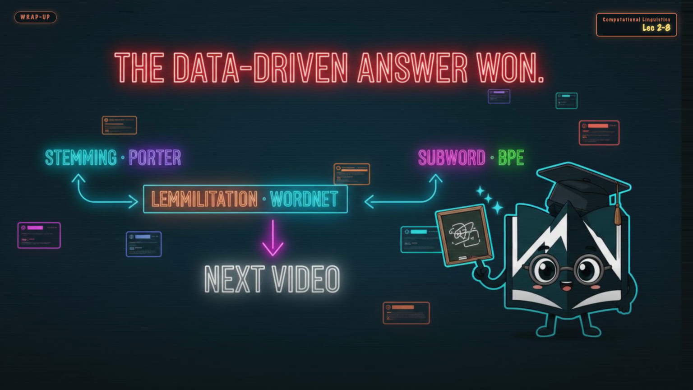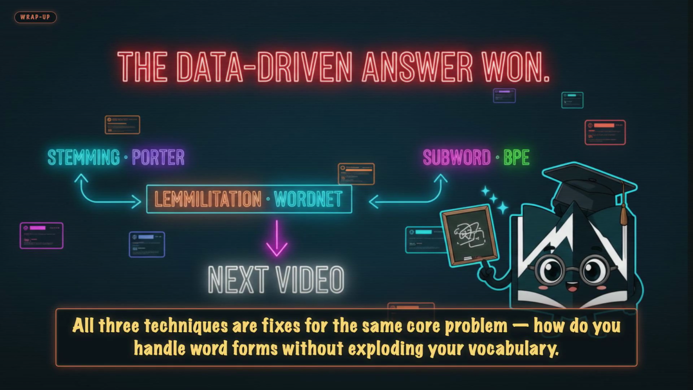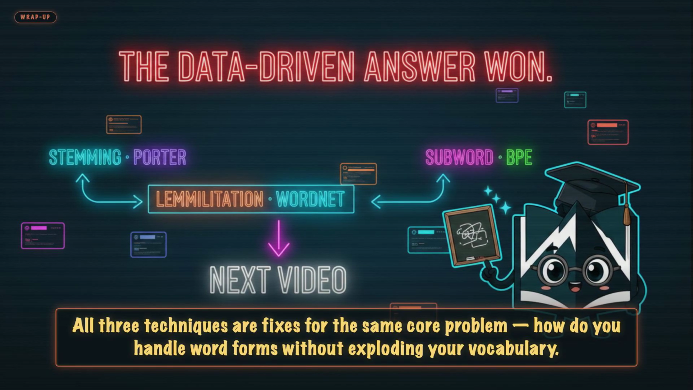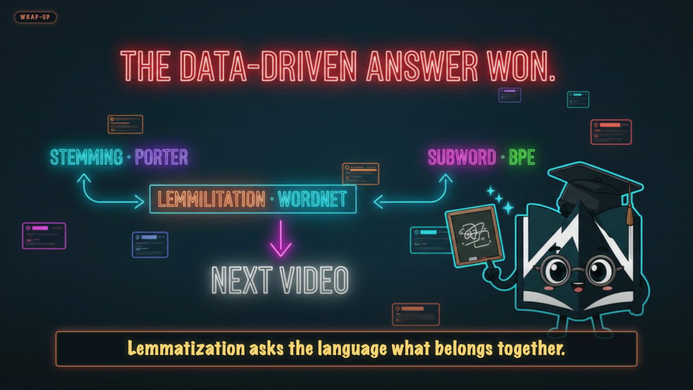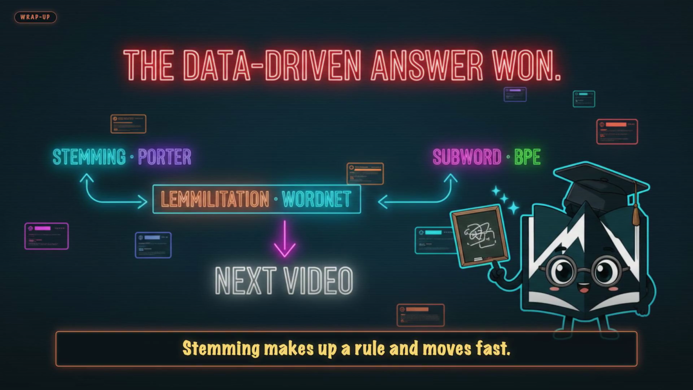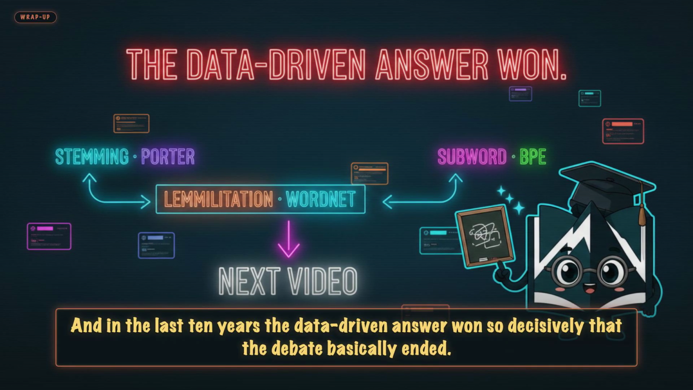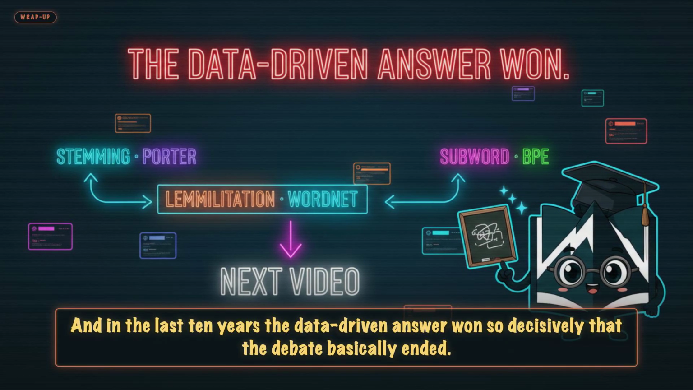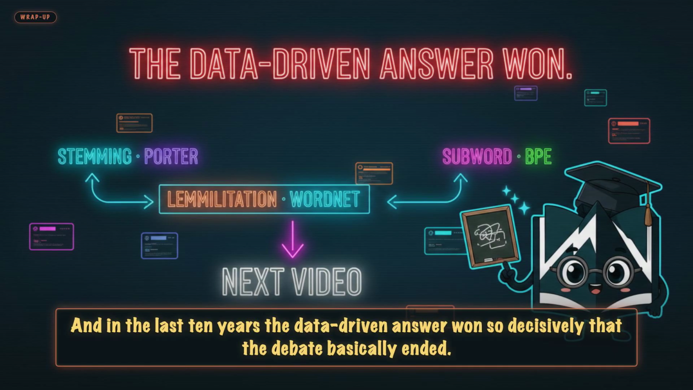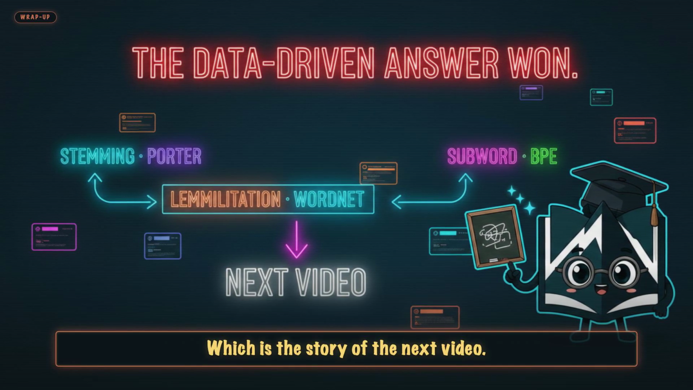Back to the puzzle. All three techniques are fixes for the same core problem. How do you handle word forms without exploding your vocabulary? Lemmatization asks the language what belongs together. Stemming makes up a rule and moves fast. Subword asks the data. And in the last 10 years, the data-driven answer won so decisively that the debate basically ended, which is the story of the next video.